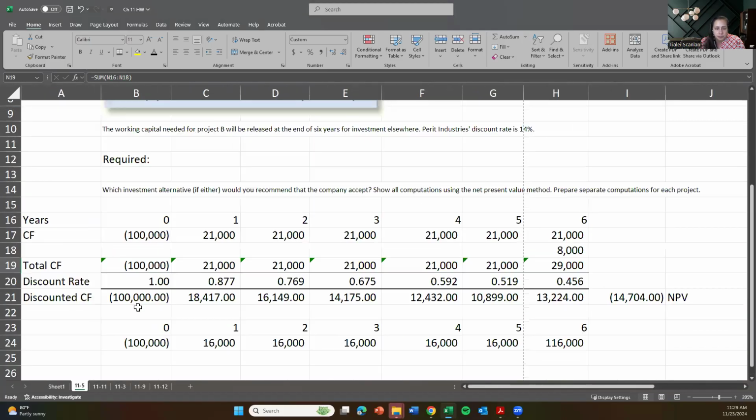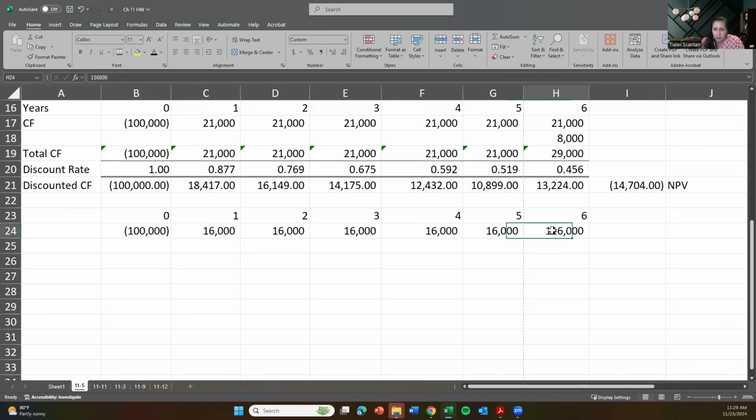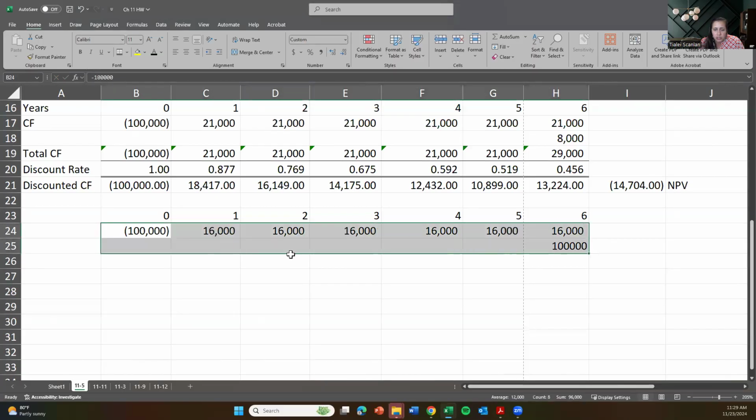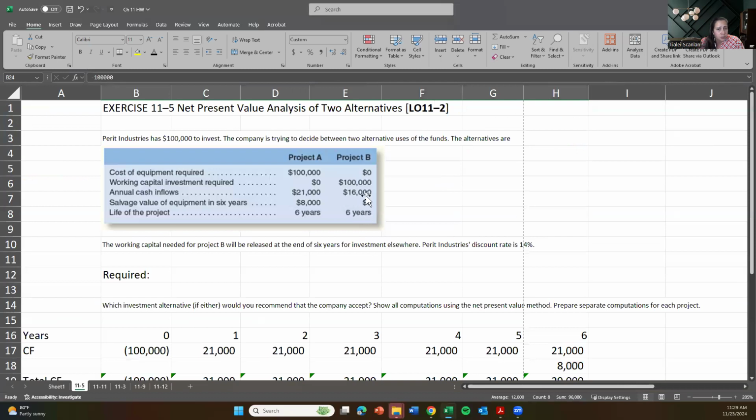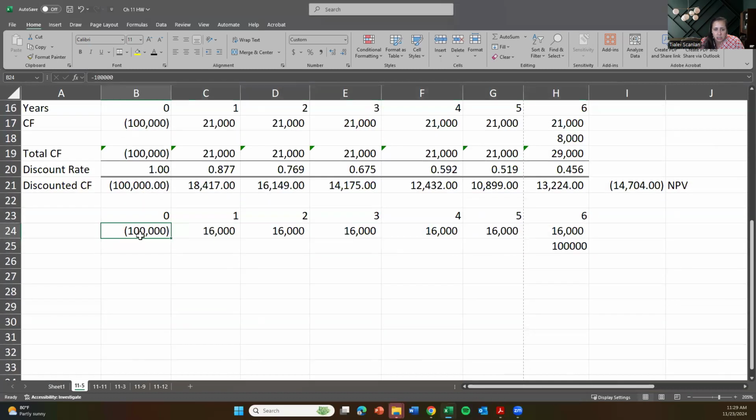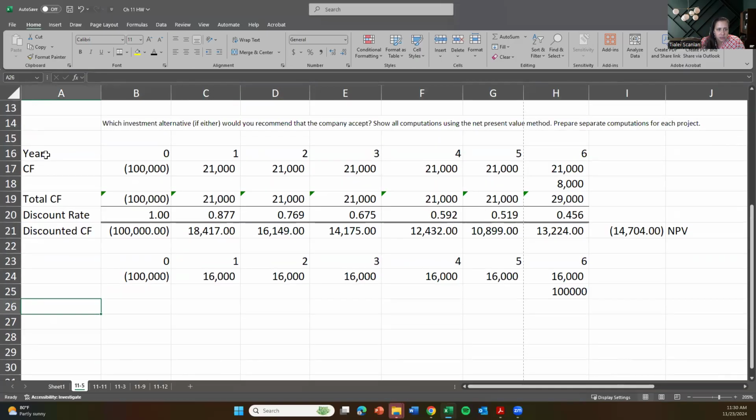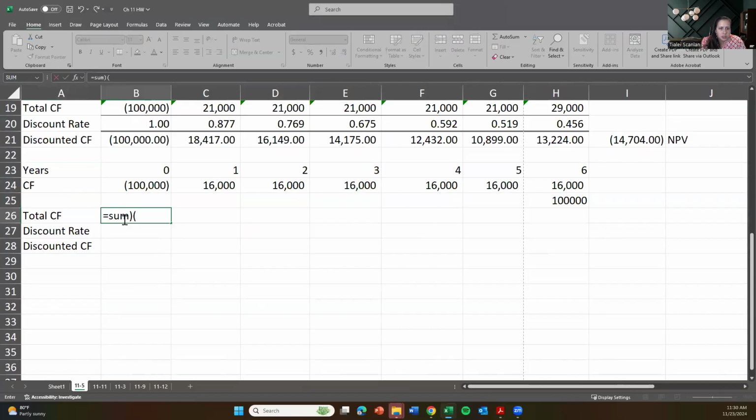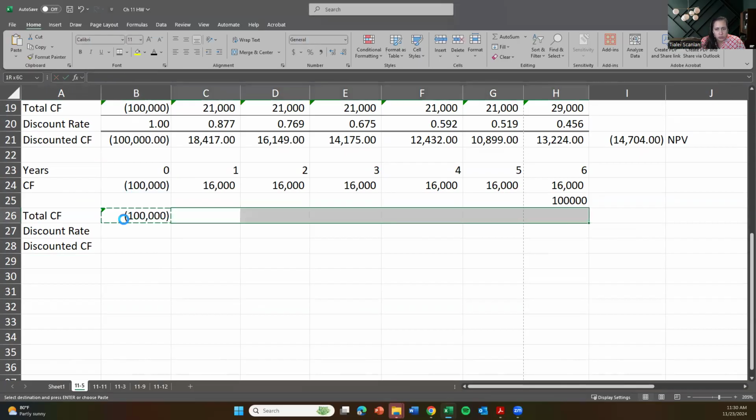So working capital is going to be required in year 0, and then it's going to be released. So let's show that it is going to be released with the 100,000. And then we have annual inflows of 16,000. So these are all of our cash flows. Any other cash flows to worry about? 0 salvage value, 0 beginning investment. This is our working capital. So let's do total cash flows. Years, cash flows, total cash flows. Similar format over here. So total cash flows equals the sum of those two rows. So those are our cash flows.